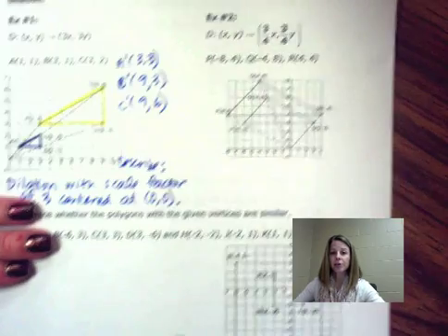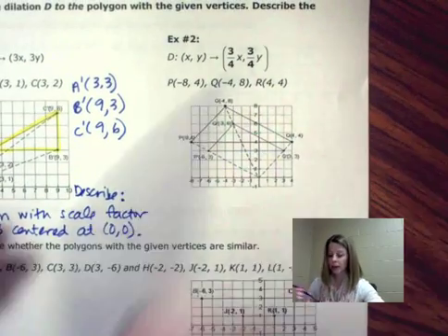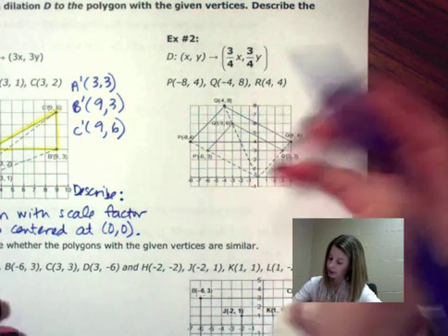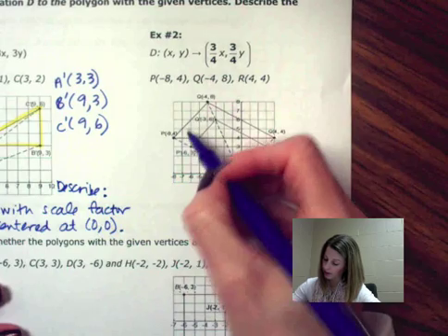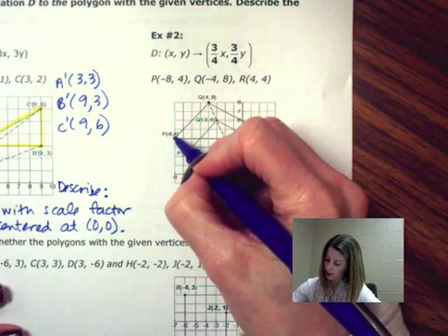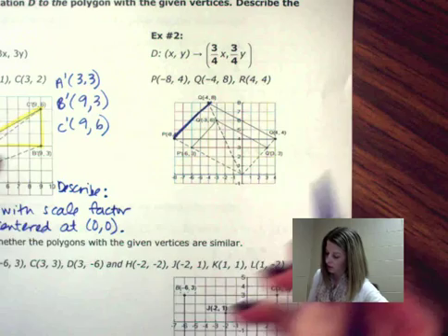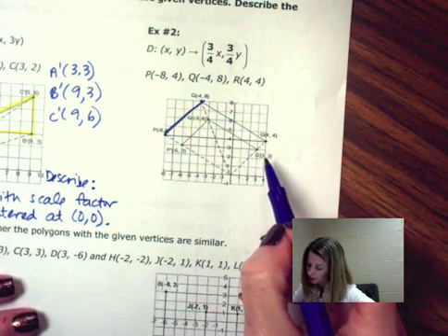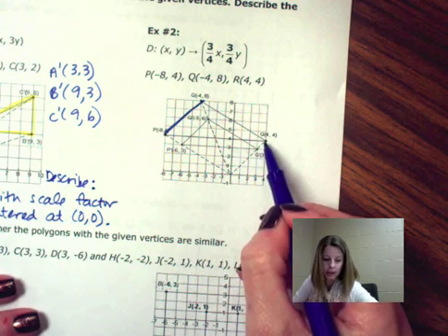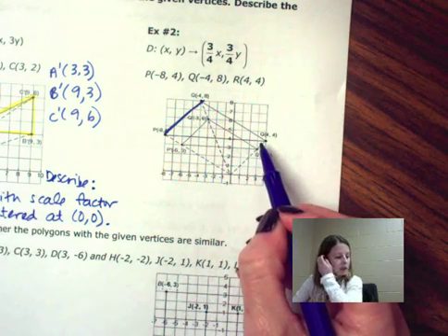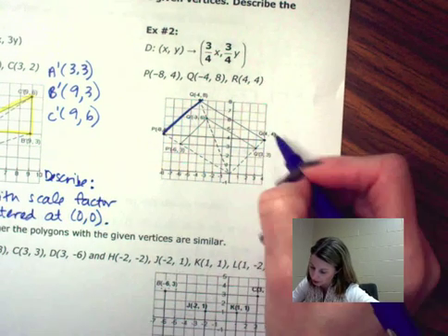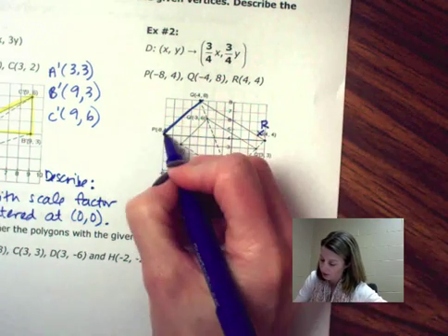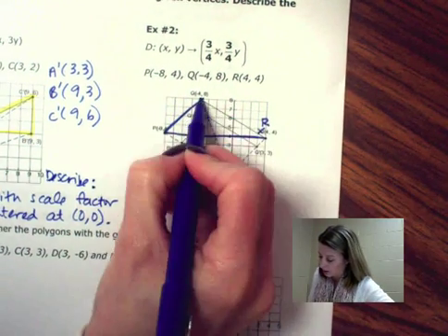Okay, example 2 here. When I go through this dilation, I'm going to multiply each ordered pair by 3/4. So first of all, I'm going to outline P, Q, and R. Looks like there's a typo here. This says Q, it should say R. So there's my triangle right there.